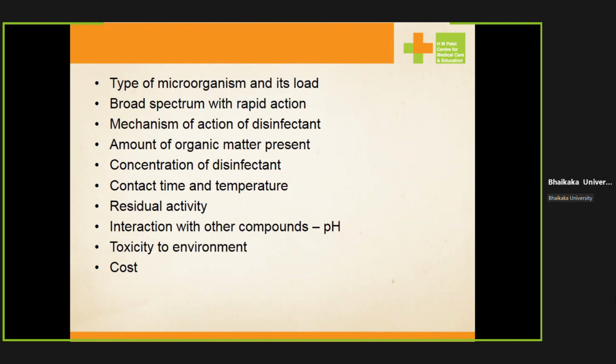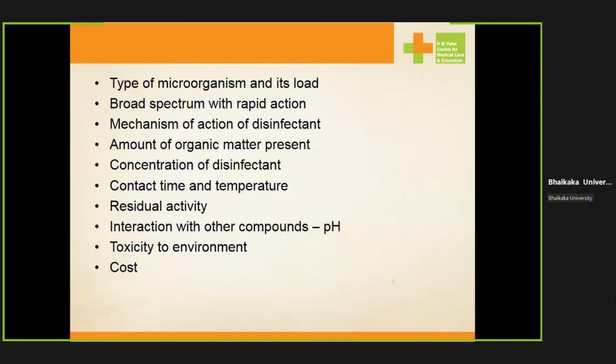And obviously the last important thing is cost. If the disinfectant is satisfying everything, as we see in this list, obviously the cost is going to be very high. So there has to be a balance between what you actually need, what your purpose is, and how much you can spend for a disinfectant.